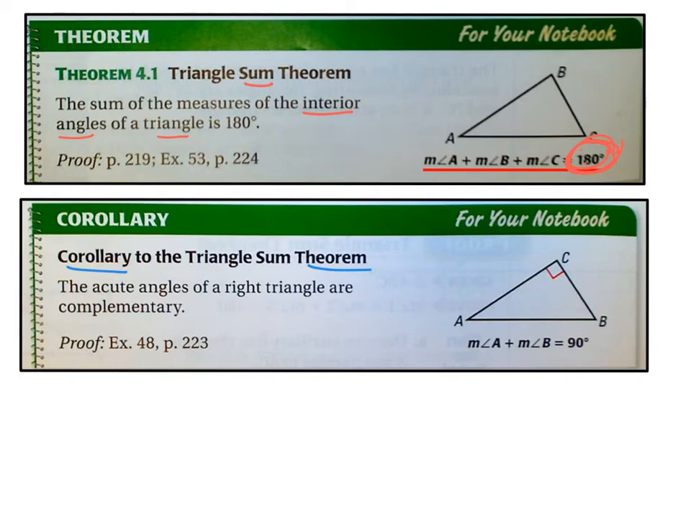So it's saying if we have a right triangle, so if I know that this angle right here, angle C, is 90, it means that A and B together have to be 90, because those two 90-degree angles are going to equal 180. So that's a little shortcut we can use.